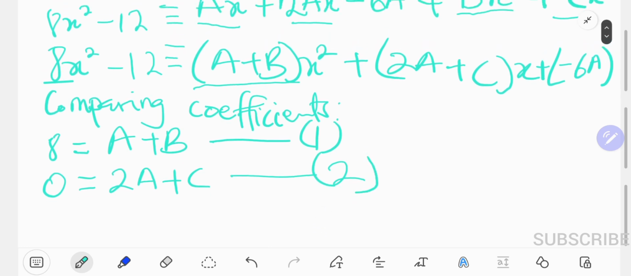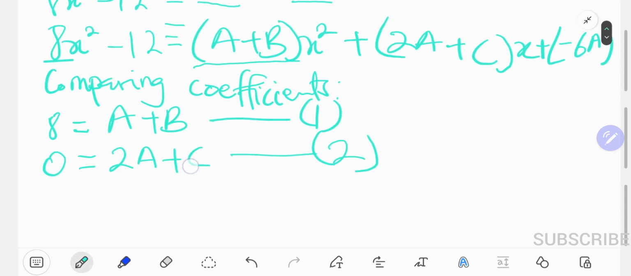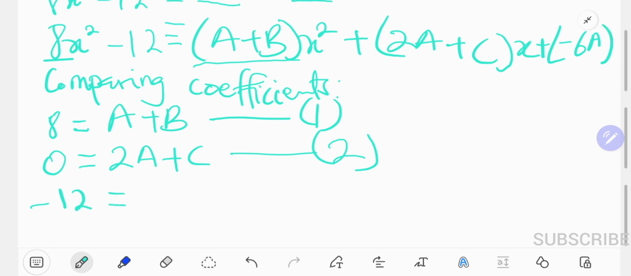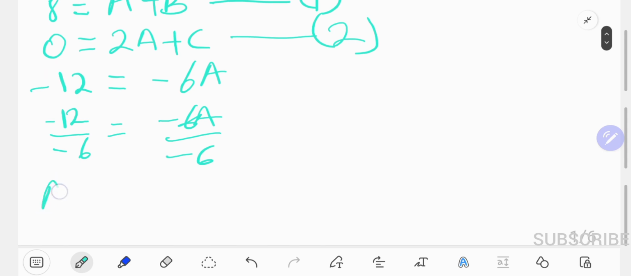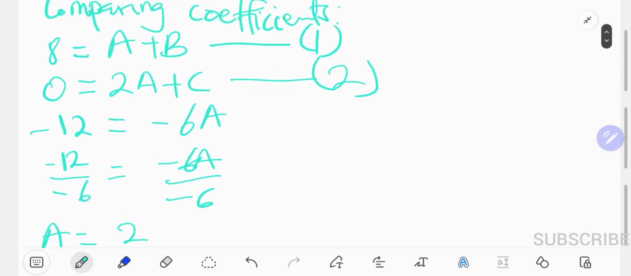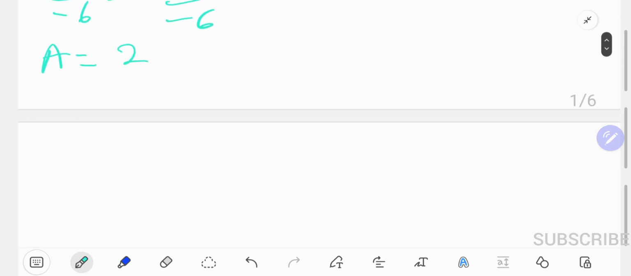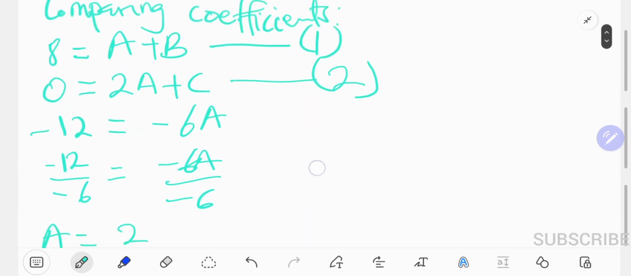Then we compare the constants. The constant term at the left hand side is negative 12, which should be equal to the constant at the right hand side, which is minus 6a. So we can just find a from this equation by dividing both sides by minus 6. Minus 12 over minus 6, so a is going to be 2. Okay, so you can go ahead and put the value of a into equation 1 and then into equation 2 to get our values of b and then c.